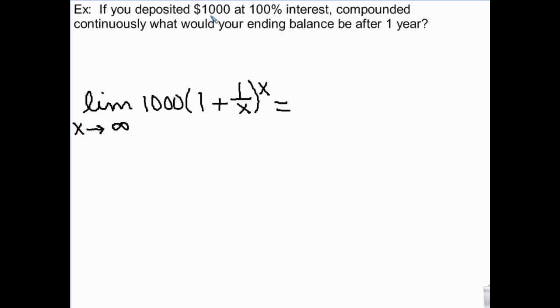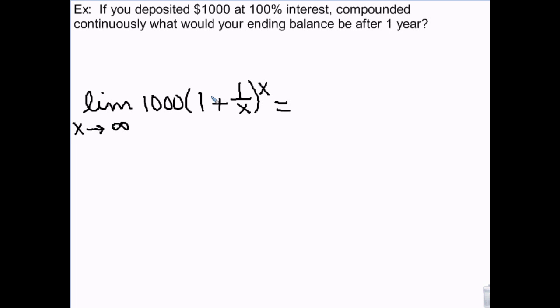Okay, so here's what happens. If we deposit $1,000 at 100% interest, compounded continuously. Here's what continuous compounding is. We've talked about annual compounding, that's once a year, semi-annual is twice a year, daily is every day. Continuous is every second, every microsecond. It's constant. It's constantly calculating. It never stops.